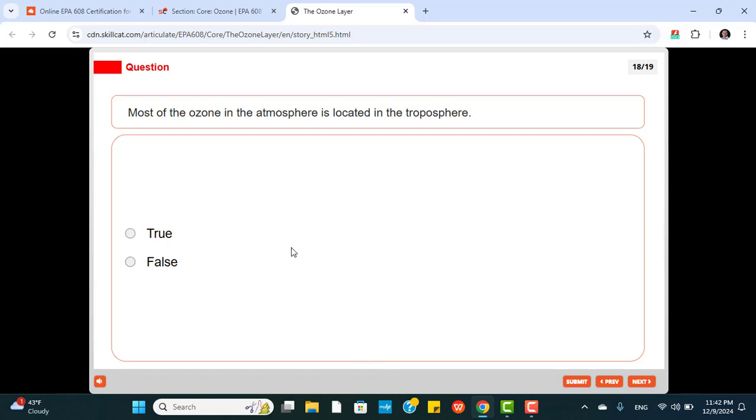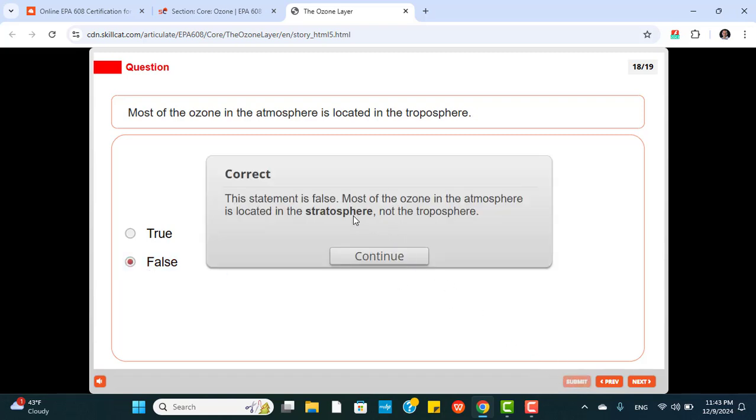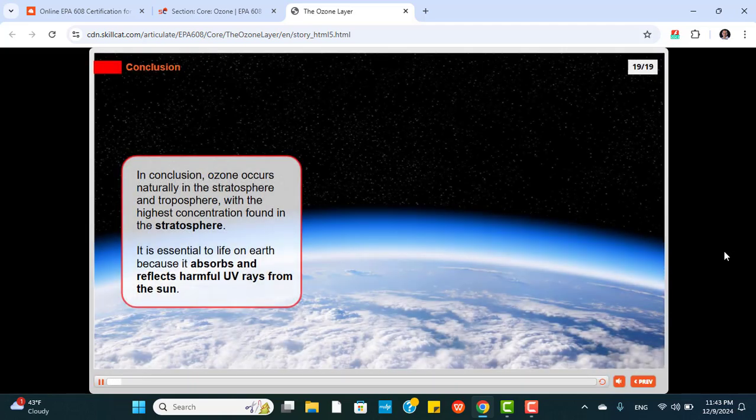Most of the ozone in the atmosphere is located in the troposphere. I think it's false. The statement is false. Most of the ozone in the atmosphere is located in the stratosphere, not in the troposphere. Ozone occurs naturally in the stratosphere and troposphere, with the highest concentration found in the stratosphere. It is essential to life on Earth because it absorbs and reflects harmful UV rays from the sun.